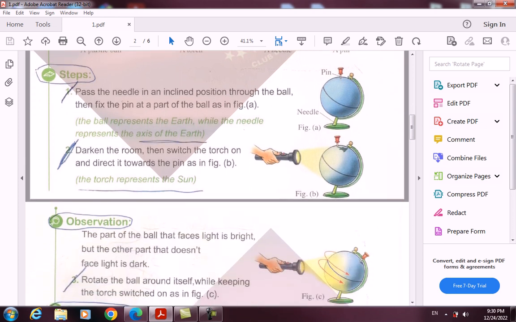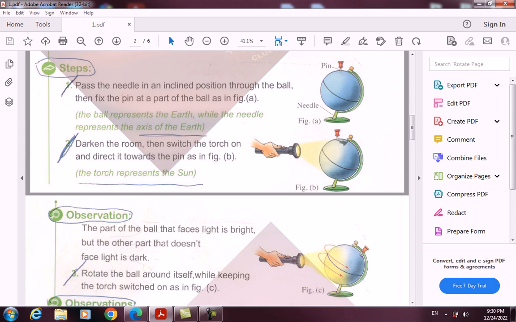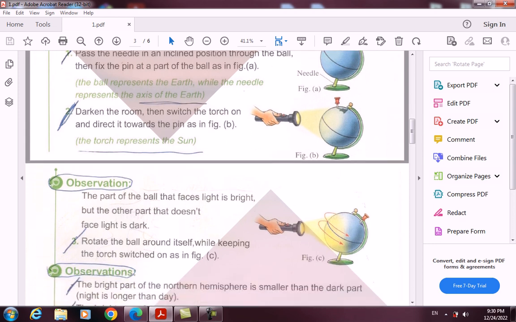So the steps. What shall we do first? First, pass the needle in an inclined position through the bowl. Okay, don't make the bowl straight, make it inclined a little bit. Then fix the pin at a part of the bowl, as in figure A. In this case, the bowl represents the earth, while the needle represents the axis of the earth.